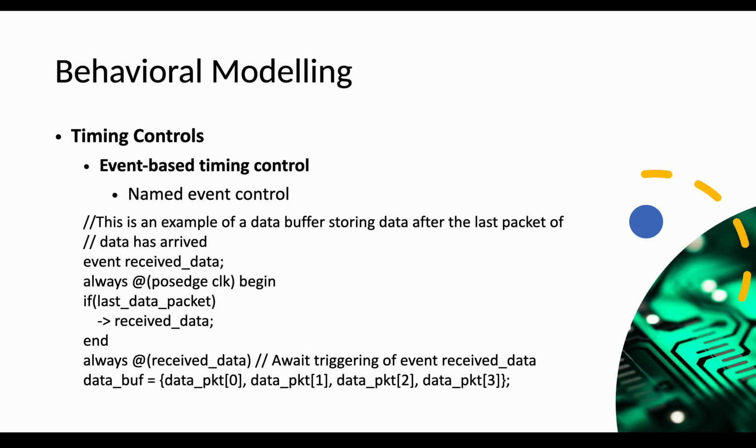It awaits triggering of an event. Here the event is received_data, that is, whenever that received_data event is triggered, this always @(received_data) block will execute. That is, data_buff = concatenation of data_packet 0, 1, 2, 3 will get assigned to data_buff if that event is triggered.